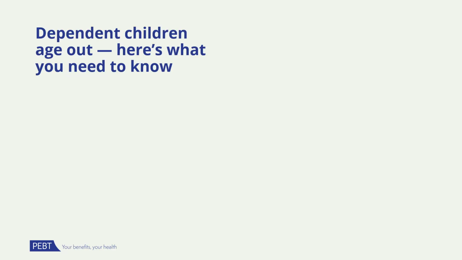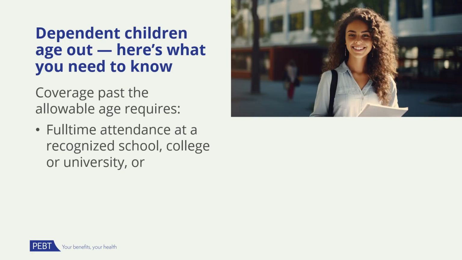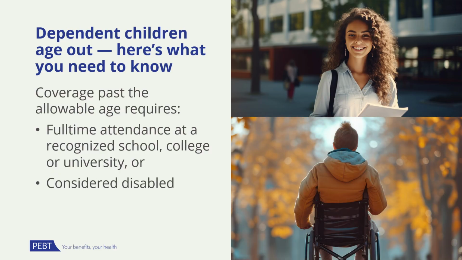To continue to qualify for benefits at a certain age, the dependent child must be either in full-time attendance at a recognized school, college, or university, or be considered disabled. Full-time attendance at school typically means more than 10 hours of classroom instruction per week, or to be registered in at least 3 classes per semester.